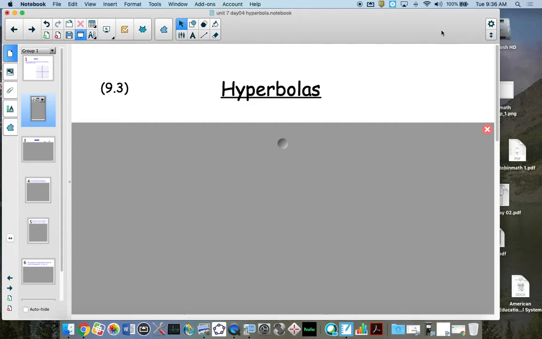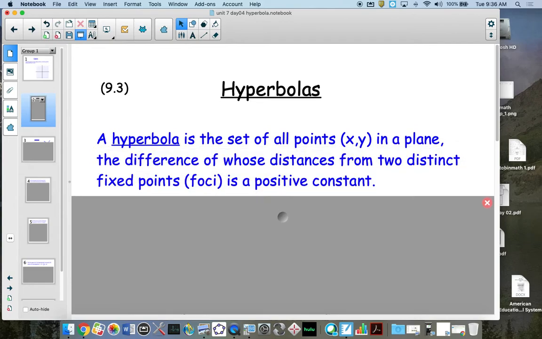Alright, we're ready to do the last of the conics. So we've covered circles and parabolas and ellipses, and now we're going to do hyperbolas. So let's jump right into the definition.